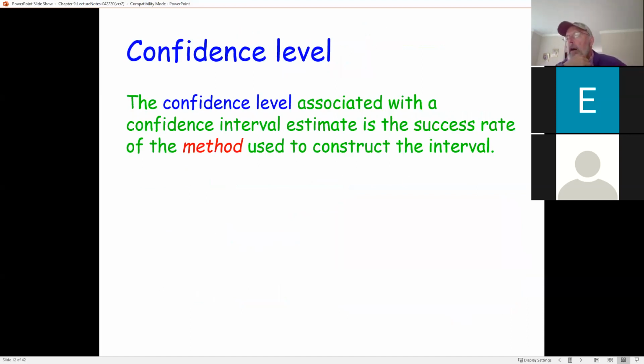Okay, so confidence level is associated with the confidence interval, and we're thinking about the success rate of the method that goes into constructing an interval.